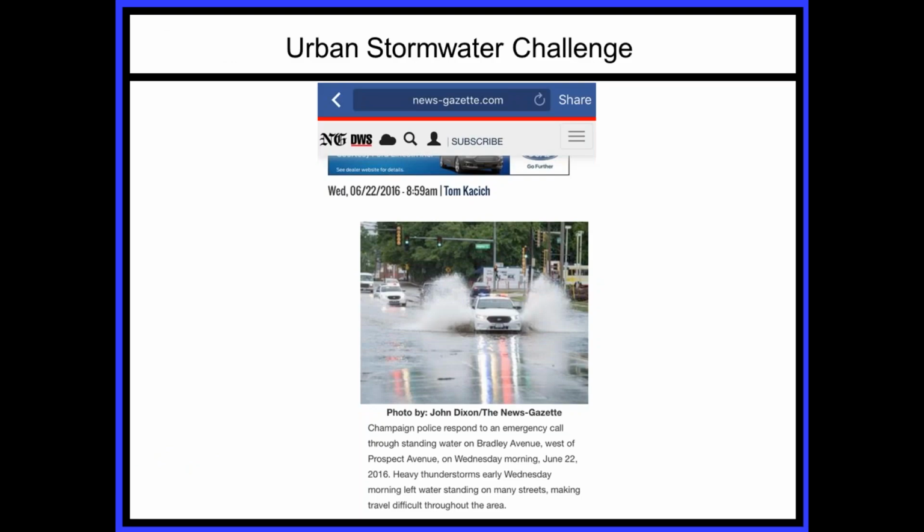A classic example is this Twitter feed from the Champaign-Urbana area showing that emergency personnel are having to run through a flooded street. And this is a fairly common occurrence in cities that have old infrastructure that wasn't sized for the current level of development in the area, or stormwater regulations haven't been able to keep up, or stormwater infrastructure isn't able to keep up with the redevelopment or the construction within the area.